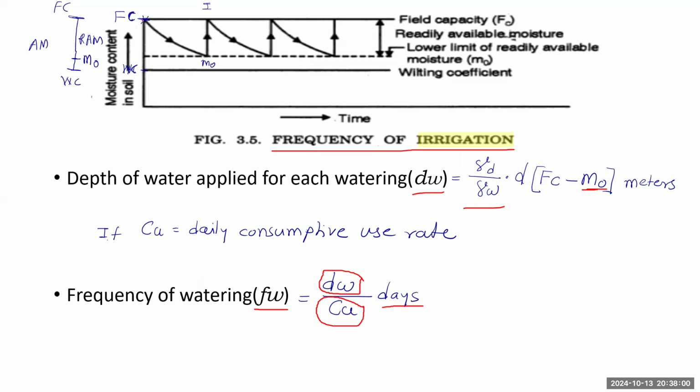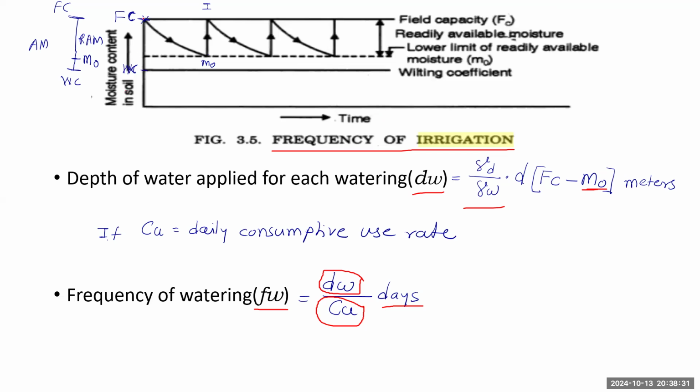Now observe this particular graph again. This graph is plotted between time versus moisture content in soil. This time may be a part of the base period. Base period means what? It is the time required from sowing to harvesting. It is the time required between first watering and last watering. That is the base period.